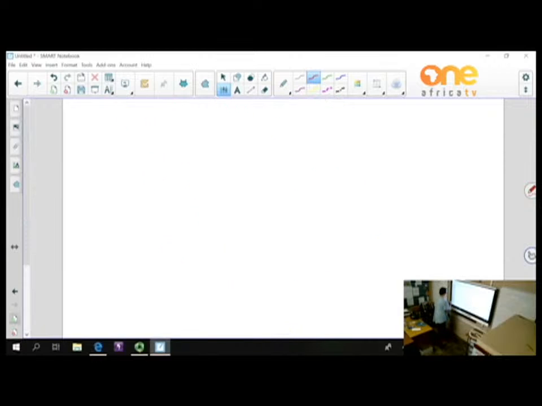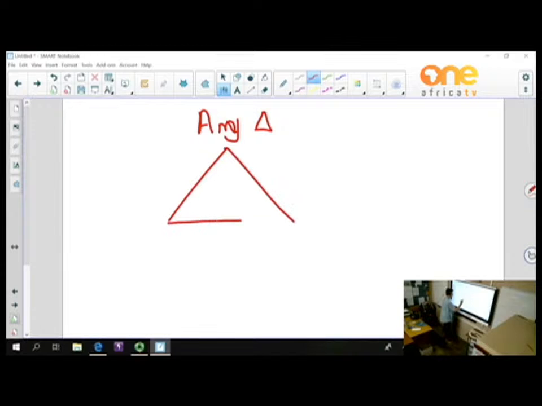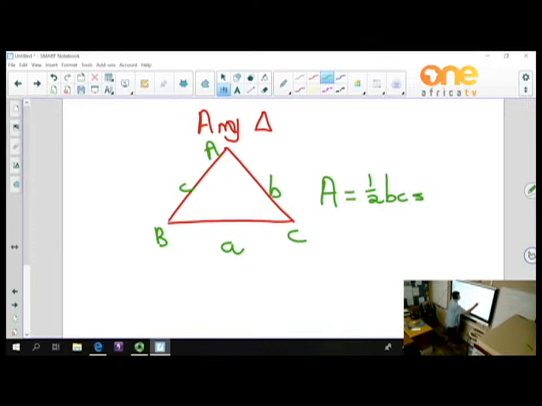Okay, so now we're going to look at any triangle. This is now any triangle. So let's just make sure that we understand the following. If this is triangle ABC, then this is A, this is B, and this is C. And the formula that you're working with now, the area, is half bc sine A. Half bc sine A. That will give us the area.